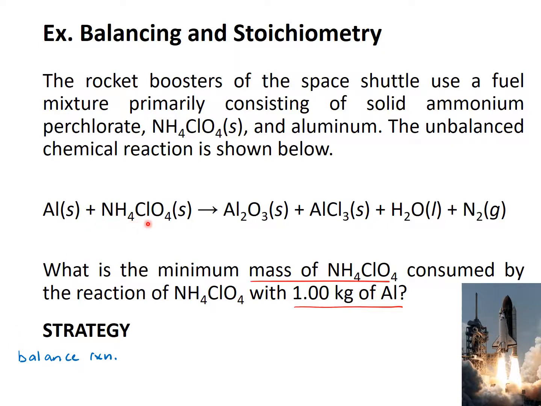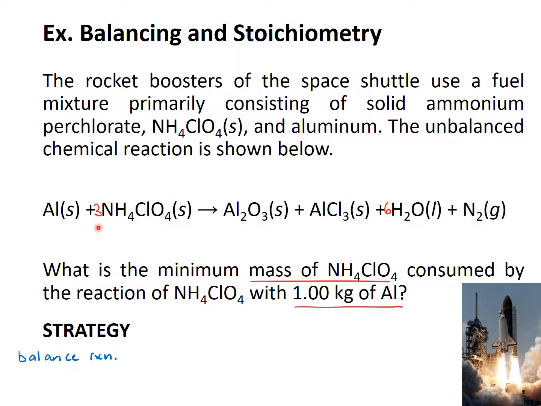Looking at ammonium perchlorate, you notice we have 1 chlorine on the left, and we have 3 chlorines on the right in aluminum chloride. So in order to balance the chlorines, we add a 3 in front of the ammonium perchlorate. Next, we'll balance the hydrogens. You'll notice that there are 3 times 4, giving us 12 hydrogens on the left, and we only have 2 hydrogens on the right. So to balance the hydrogens, we'll take 12 and divide by 2, giving us 6 waters.